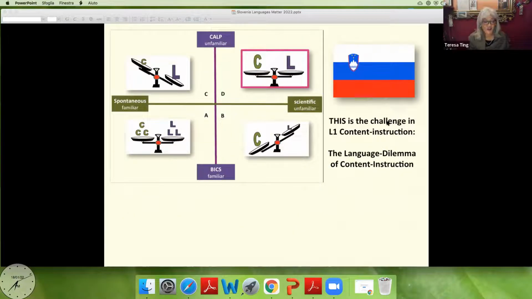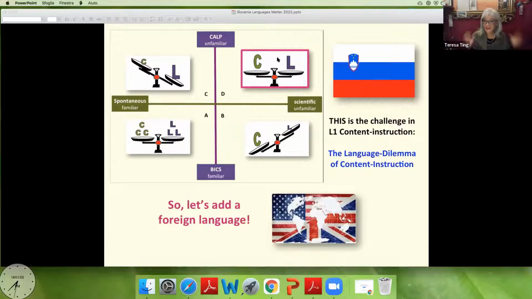Now, this is a challenge in L1 instruction, L1 content instruction. Already, this is the challenge. And this is the language dilemma of content instruction. How do we get here without breaking the balance? So, this is very complicated. So, let us add a foreign language. To make life just that much more interesting.